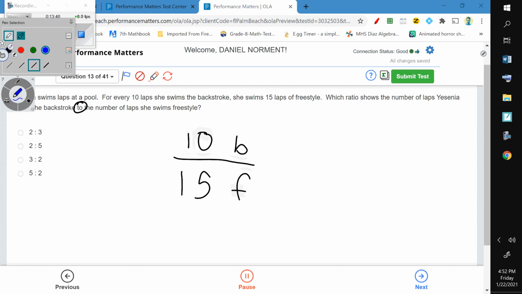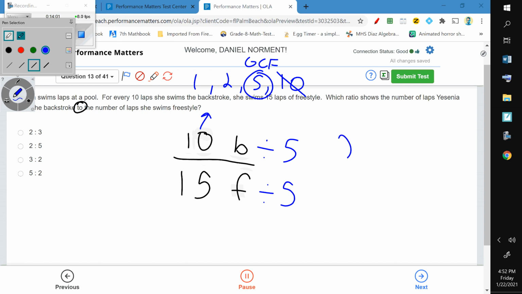They can be simplified. What are the factors of 10? 1 times 10, 2 times 5. Does 10 go into 15? No. Does 5 go into 15? Yes. So this 5 is considered the greatest common factor. When I divide the top and bottom by the greatest common factor, I get 2 over 3. And that's why A is the answer for number 13.